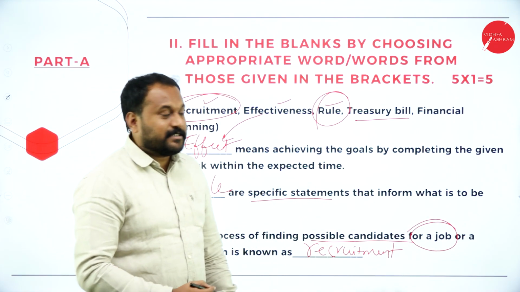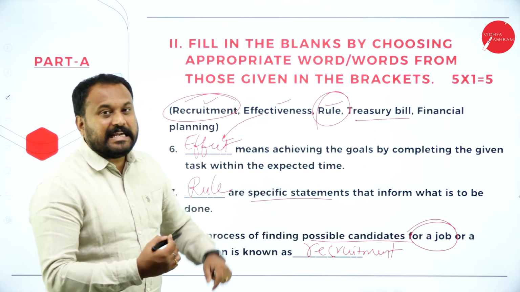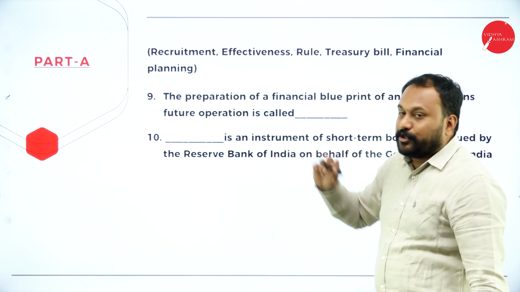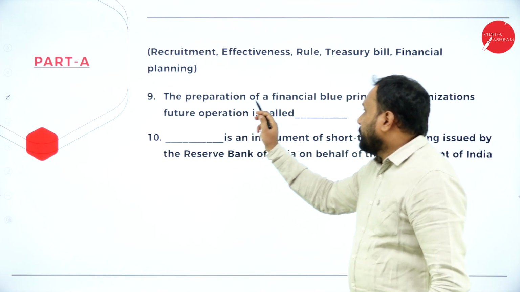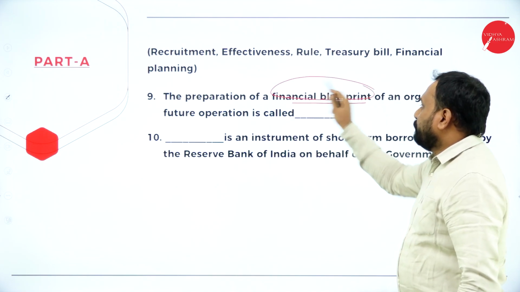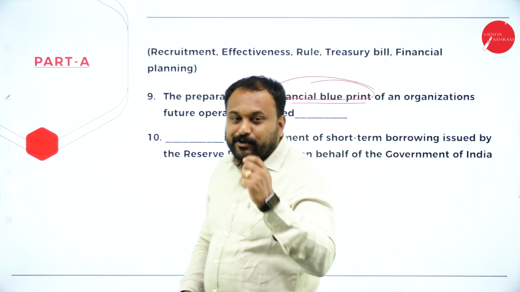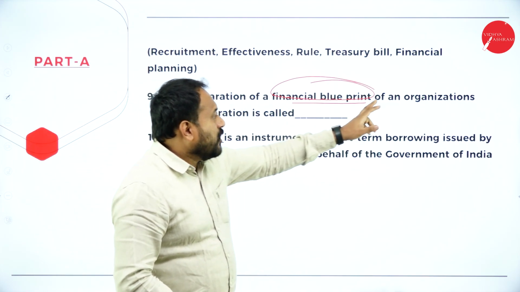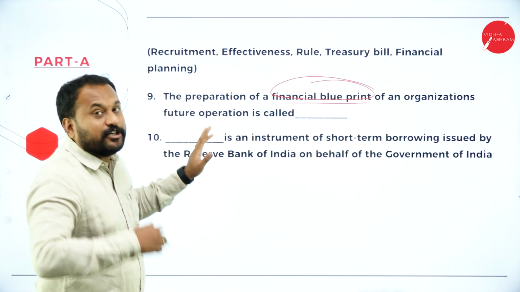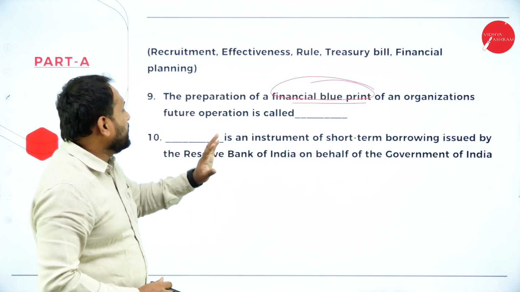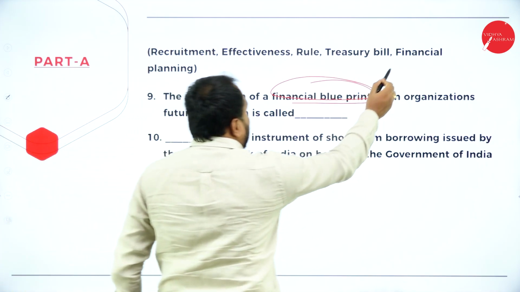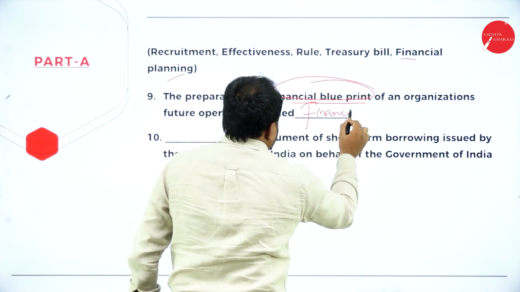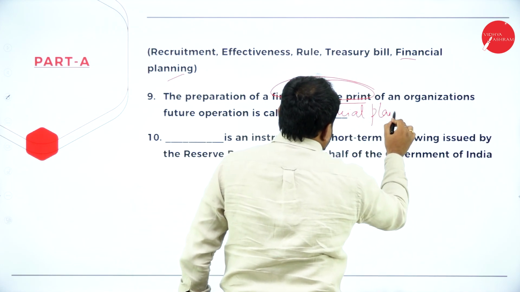So it's very simple, isn't it? See, the minute you get the options, very easily we can answer the questions. Next one, the 9th question is the preparation of financial blueprint. I told you, financial blueprint. The minute you get these keywords, very fast you are supposed to write it. Let's complete this: of an organization's future operation. Future is all about planning, isn't it? So it is financial planning. So you will write here financial planning.